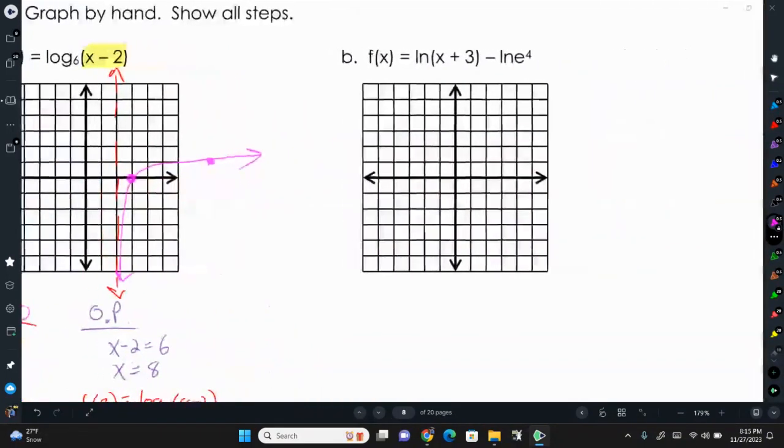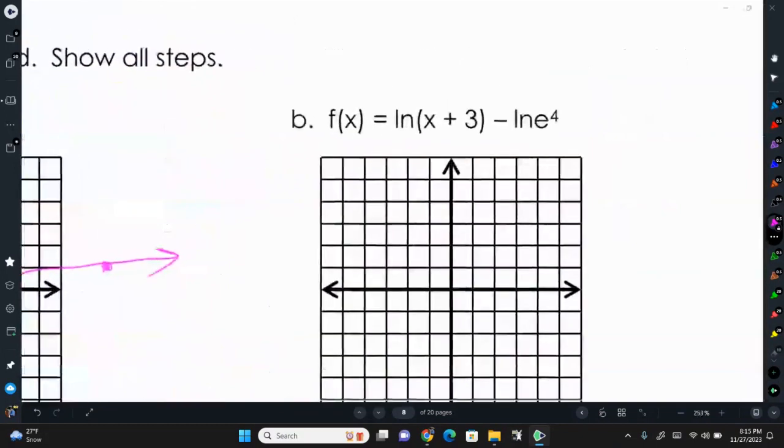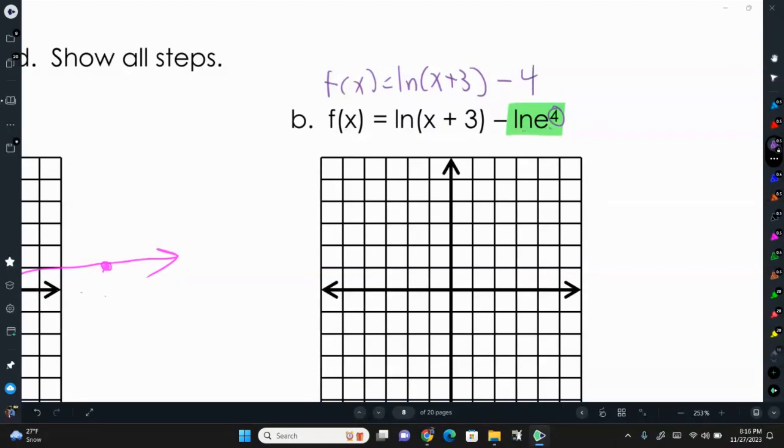Now this one looks a little bit complicated at first because we have two ln's. But the second ln here doesn't have a variable with it, so we can evaluate that. So this is really going to be f of x equals the natural log of x plus 3. Now the natural log of e to the fourth, we had talked about that earlier, that the ln, the natural log, and e, they don't cancel, but they kind of negate each other. So then it just equals our exponent, which is 4. So we have the ln of x plus 3 minus 4. And that is the one we're going to deal with.